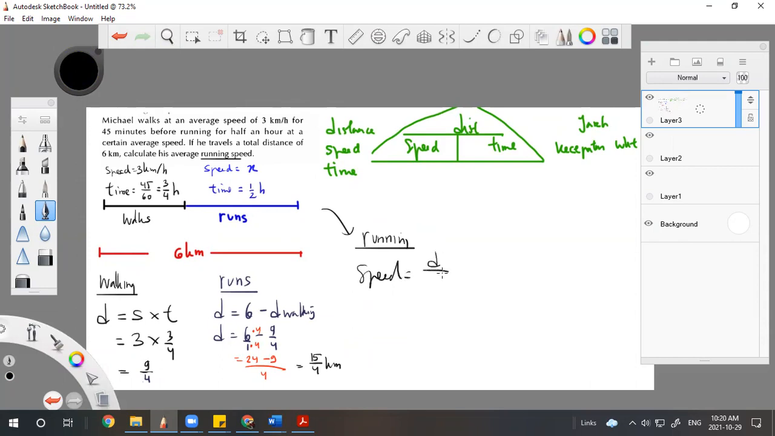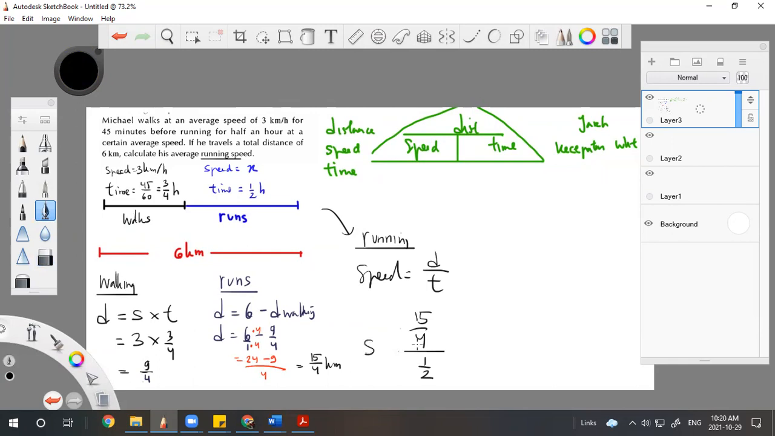So the running speed will be distance over time, right? So the x will be distance. What is the distance? 15 over 4 over time. The time is 1 over 2. Wow, this is a fraction inside a fraction. So how do you solve this? You have to solve this slowly, but surely. This is not too hard.